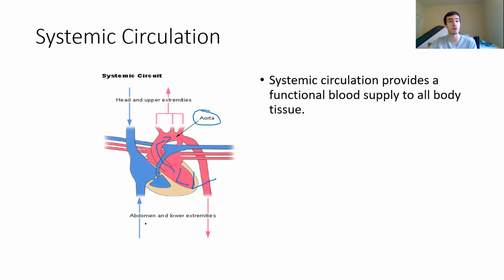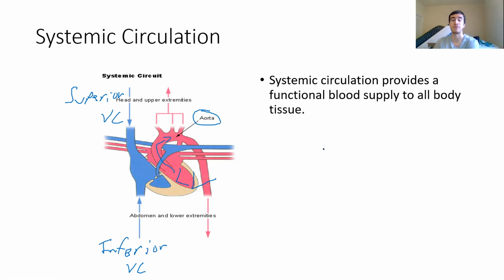So when we're coming from our lower body up into the heart, this is the inferior vena cava. And then when we're coming down from our head and upper body into the heart, that is our superior vena cava. And then the whole process starts again.